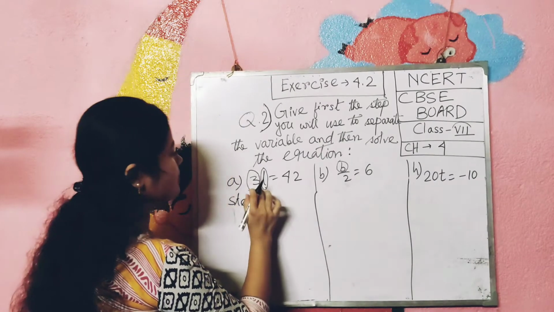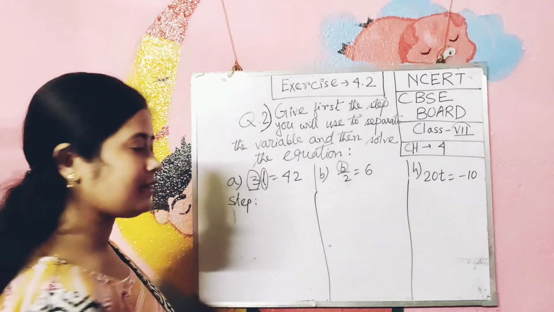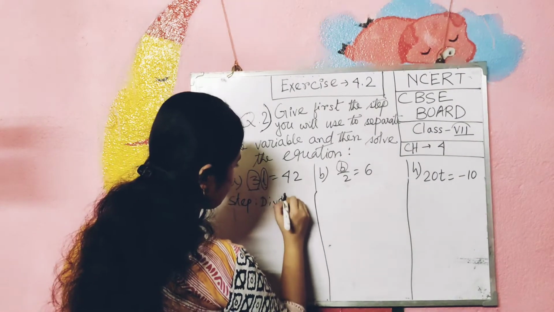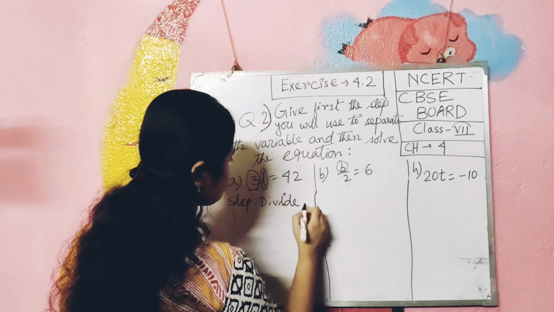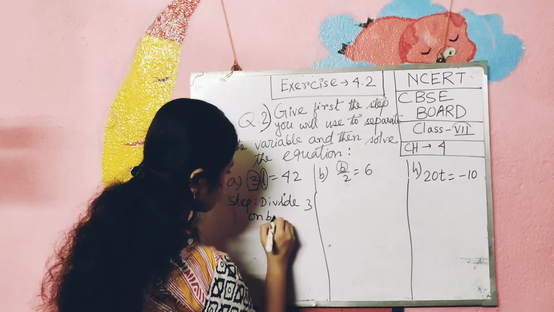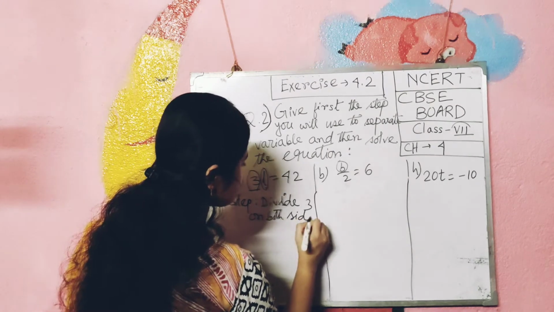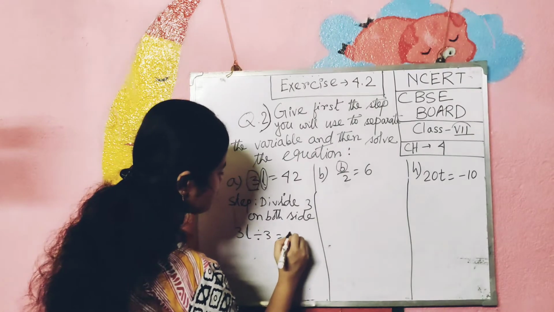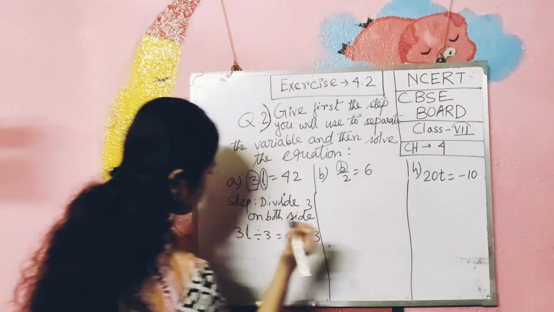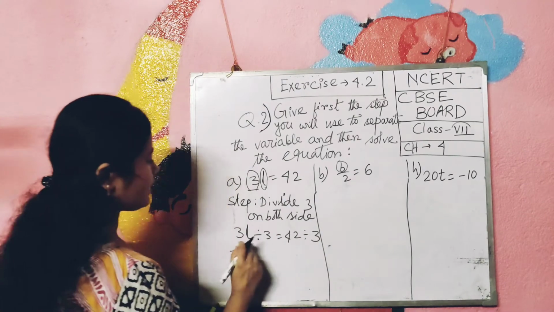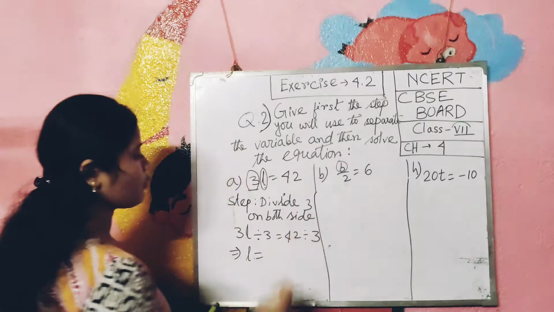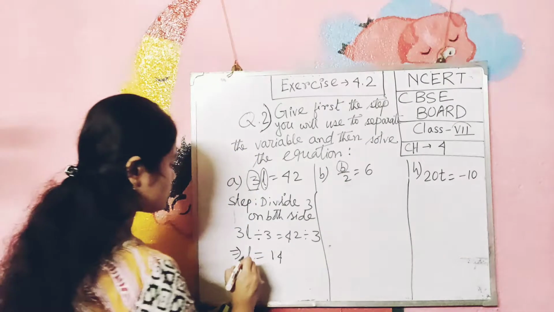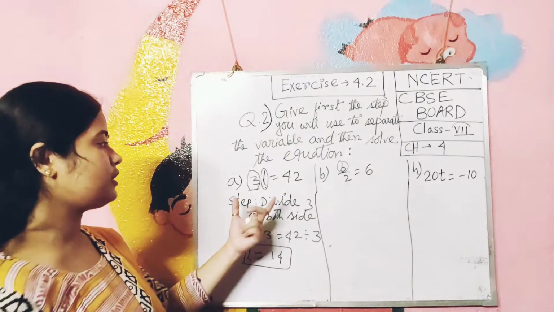So what will be the step? First step: here multiplication is there, so the opposite of multiplication is divide. So I will write divide 3 on both sides. Okay, it is the step. And how will be the calculation? 3L divided by 3 equals 42 divided by 3. 3L divided by 3 equals L, and 3 1s are 3 and 3 4s are 12. So L is 14, the value of the equation.